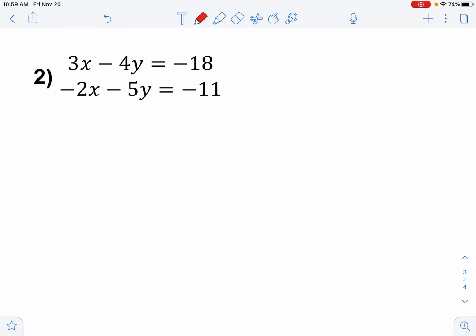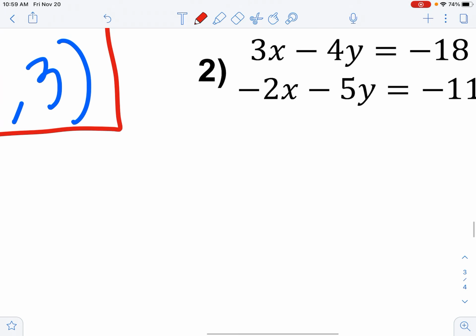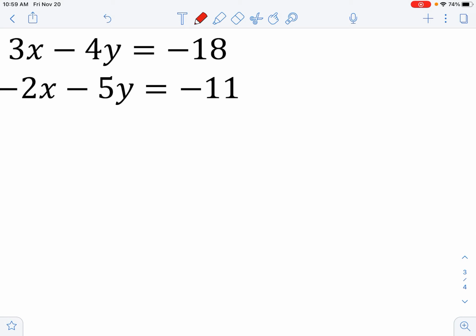All right, here's my next one. Should I use substitution? No, because there's no x equals or y equals. So instead, I'm going to use elimination. So I'm going to look to see if any of my variables eliminate right now. 3x and negative 2x, will they eliminate? No. Can I get a 3 to be a 2 or a 2 to be a 3? No. But I do know I can get one of them to be a 6x and the other one a negative 6x. Let's look at y's before we do that.